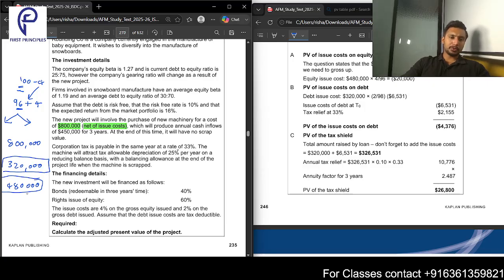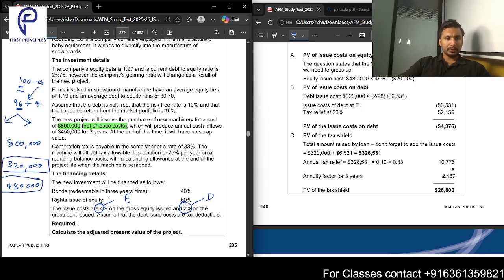So now we'll find the issue cost of each. 480 issue, we look into the equity issue cost here first. Equity issue cost they're saying is 4%, and 2% is the issue cost of my debt. 2% is the issue cost of my debt, 4% is the issue cost of my equity.